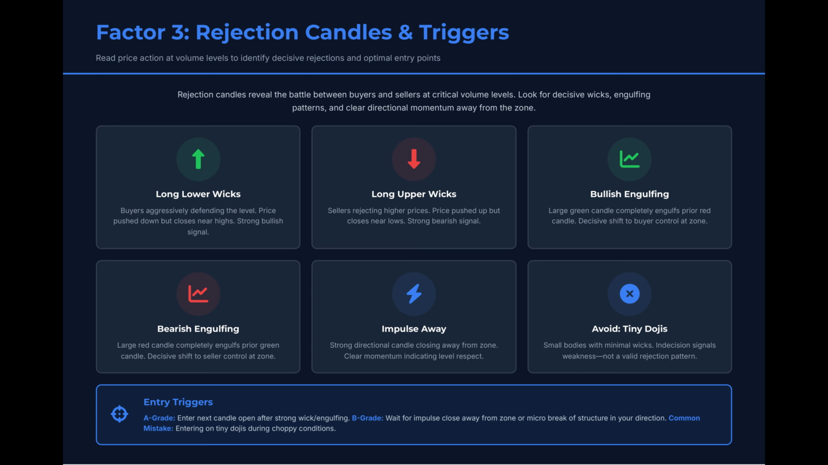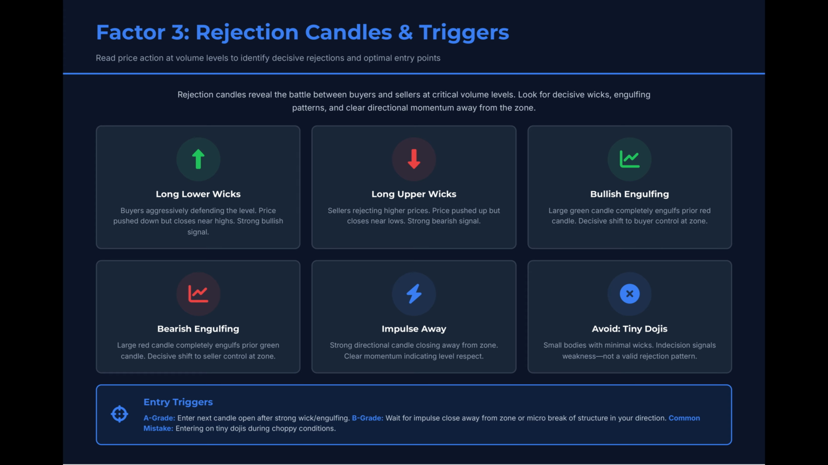If you see a moderate or weak rejection candle, short wick, small doji, inside bar with minimal commitment, you score 1 point. If you see no rejection candle, price just drifts near the level with no reaction, or worse, blows straight through the level, you score 0 points. Institutions are not interested. Do not trade.